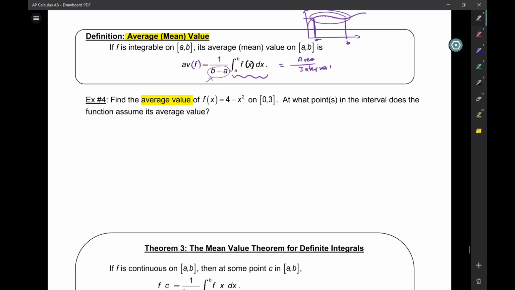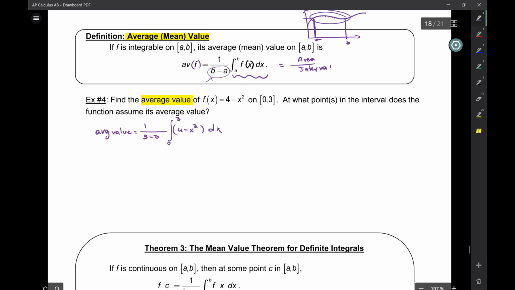Okay, so this is a two-part question. This is the first part of it. Let's just do that first. So here we have an f of x on 0 to 3. The average value is equal to 1 over b minus a. The direction there matters: 3 minus 0, not 0 minus 3. And then the integral from 0 to 3 of 4 minus x squared dx.